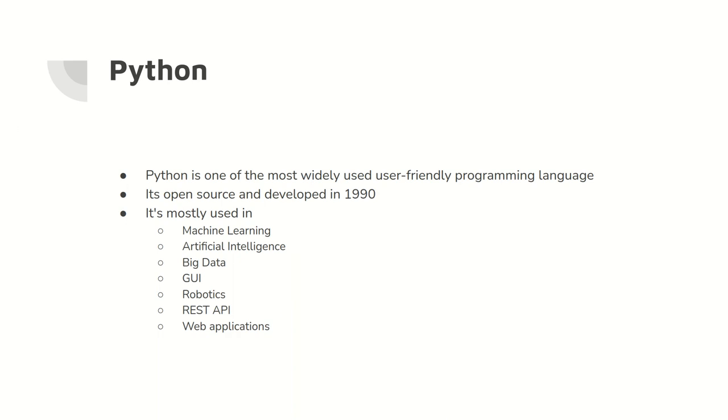And why Python? Python is one of the most widely used programming languages, and it is user friendly. We can say it's a powerful programming language. It's open source and was developed in 1990. It's mostly used in all areas, like machine learning, artificial intelligence, big data, GUI, robotics, REST API, web application. So in all these fields, Python is the number one programming language.